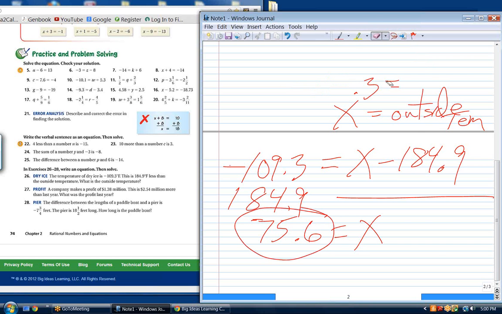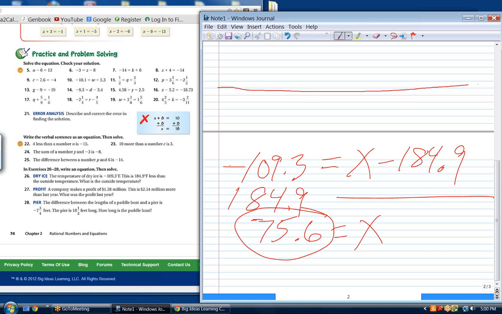So let's draw a number scale, because this can be helpful. Here's a number scale. Here's the current temperature, 75.6. And we have to go in this direction by 184 degrees, right? Because it's less. It's 184.9 degrees less than this number. So we said that means this should be minus 109.3. Now, does this all make sense?